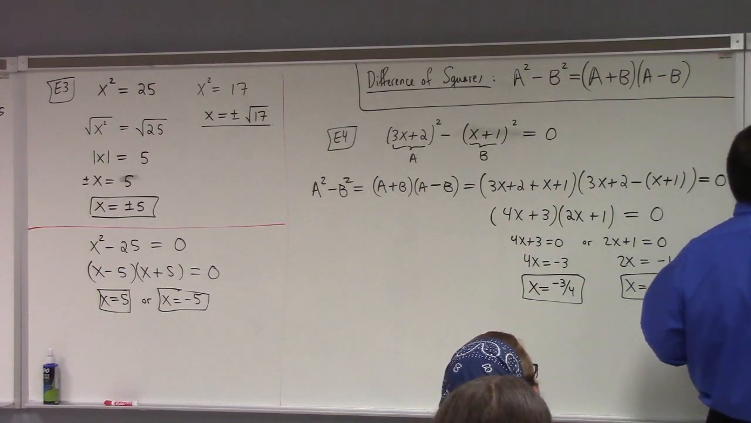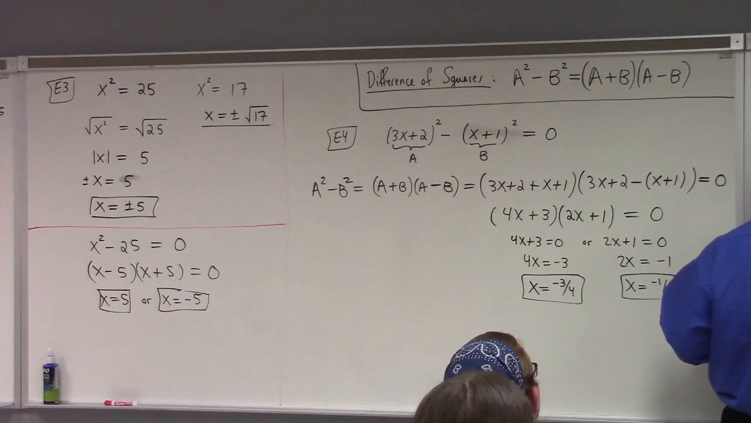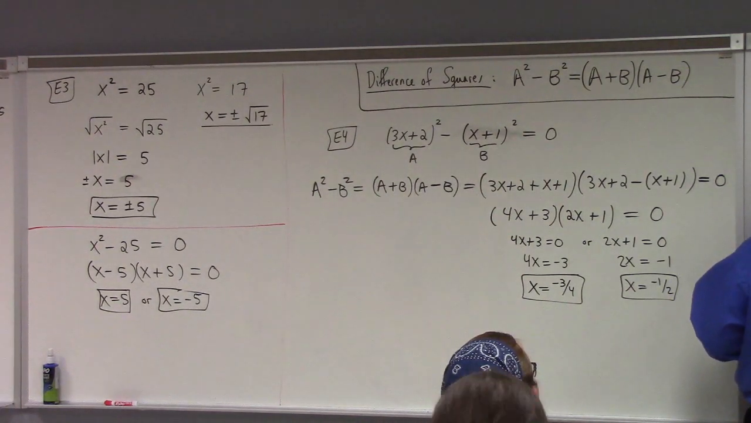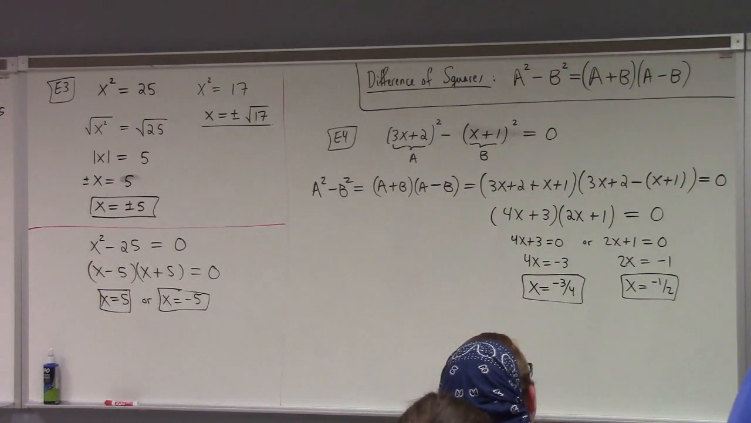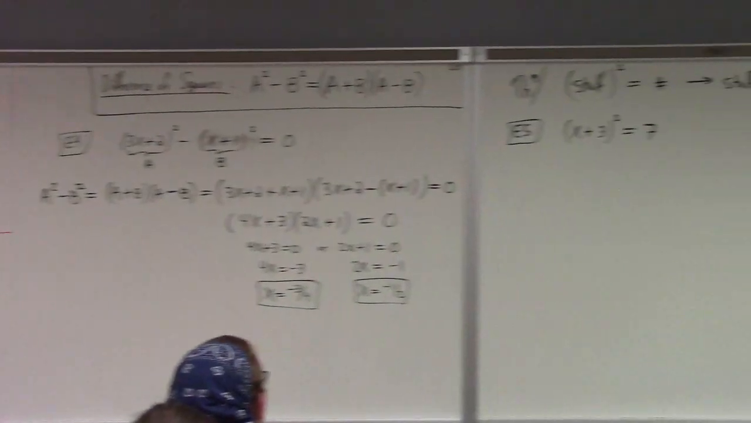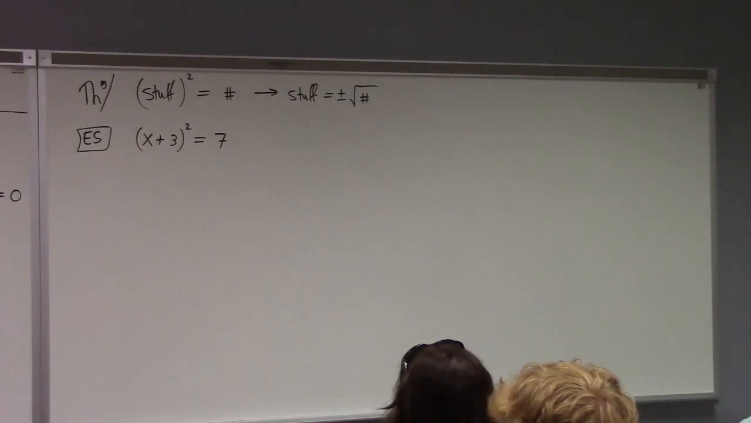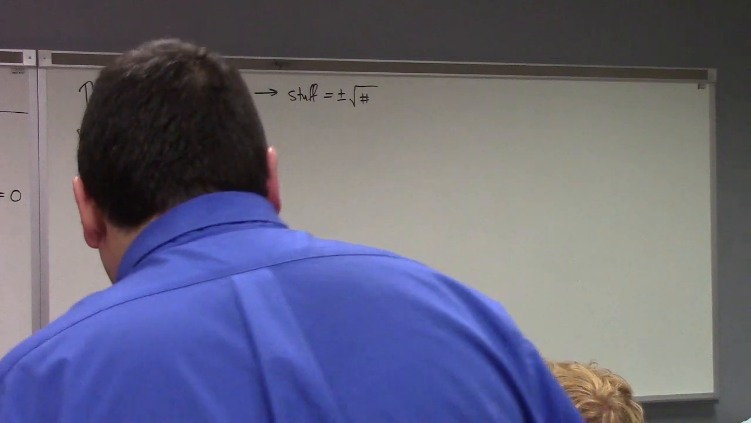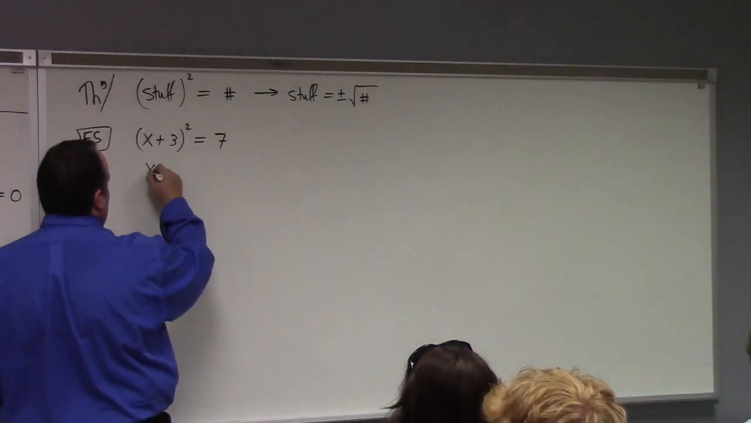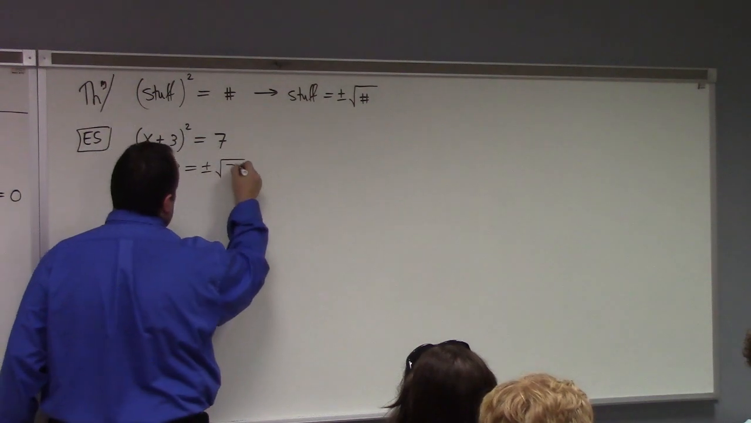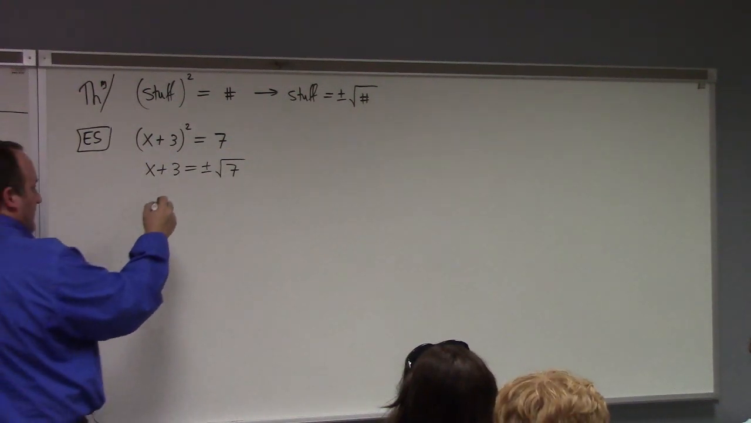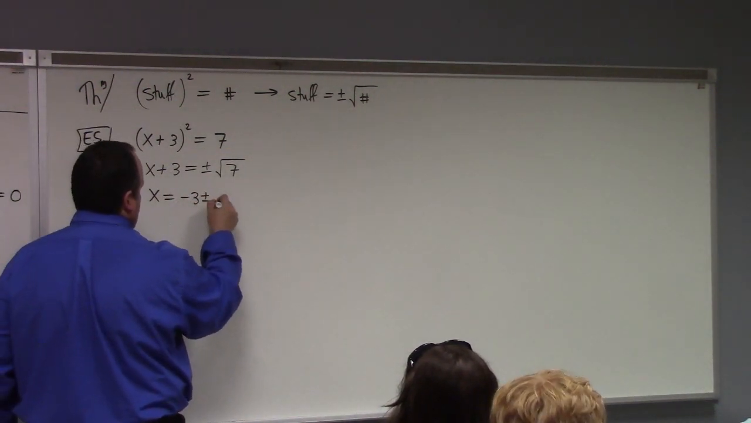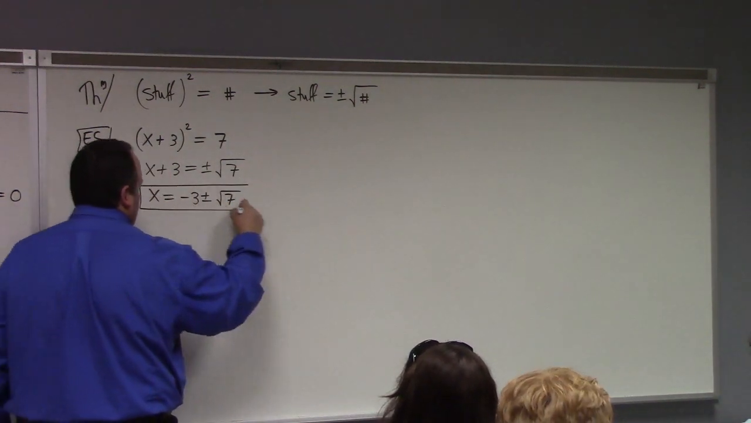So for example, if I have x plus 3 squared equals 7, relatively simple to start with, just 7. You can use the square root principle, right? And when we do that, what do we get? X plus 3 equals plus or minus the square root of 7. And then, as usual, solve for x. And there you have it. X is equal to minus 3 plus or minus the square root of 7. Those are your answers.